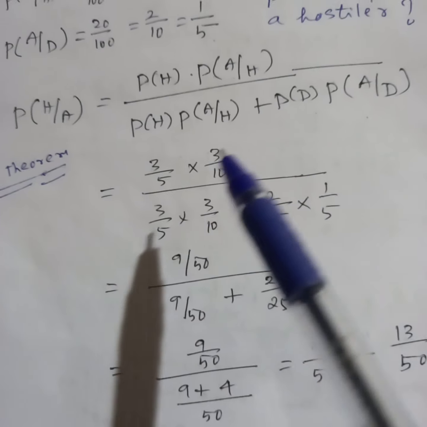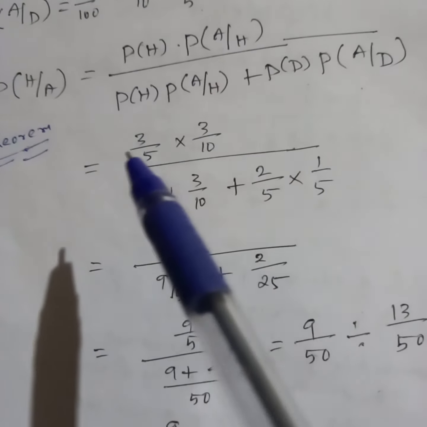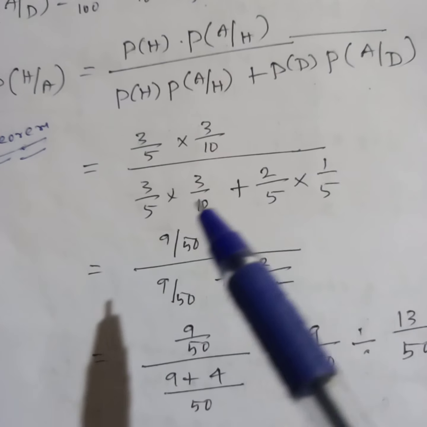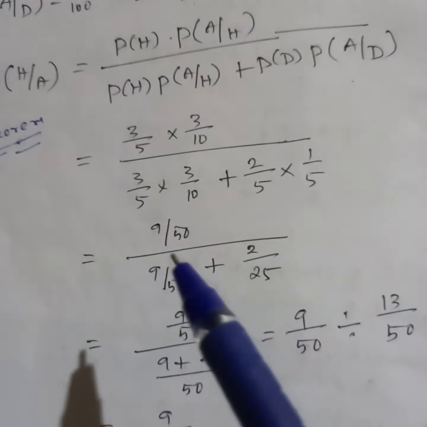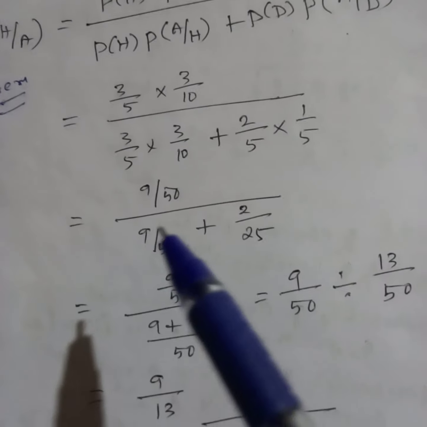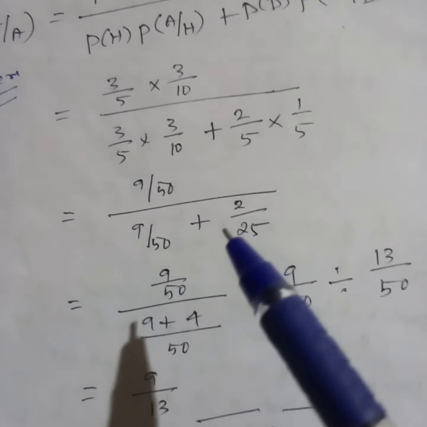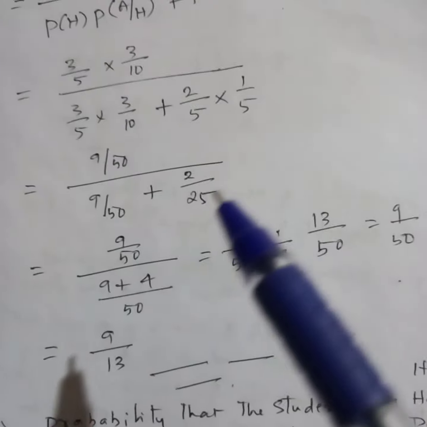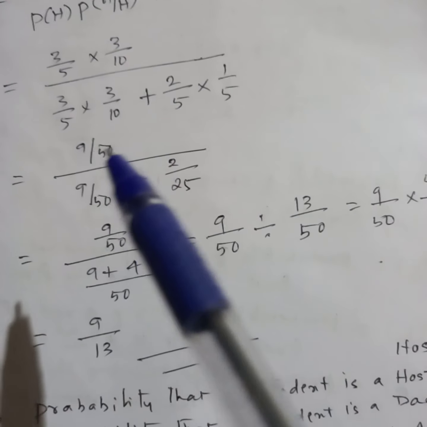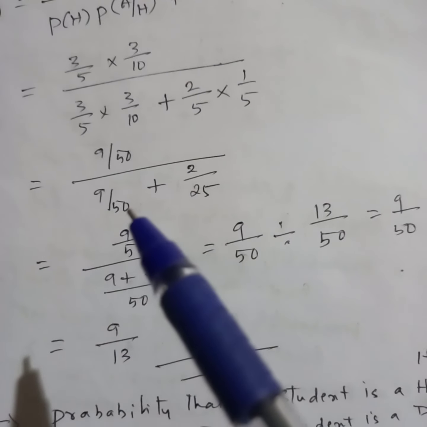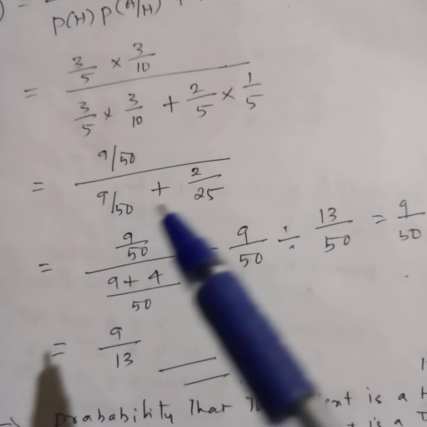Now calculation is the only work we have to do. So if we calculate this, we get 9 by 50, because if you simplify, we will get 9 by 50. And the same thing you have to write here because these two are same. Plus 2 by 25. And you add up these two, look here. 9 by 50 you write as it is. And this is 50 and this is 25.